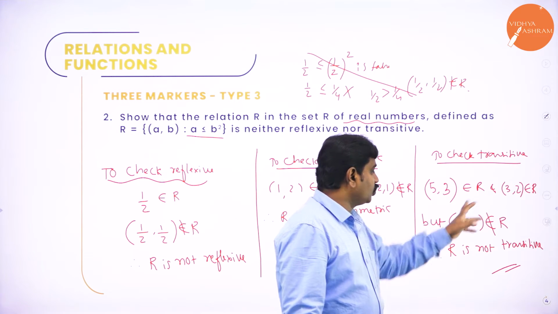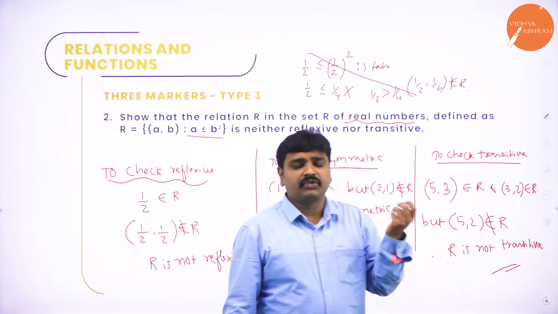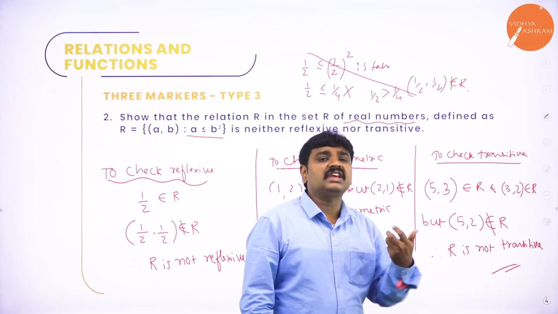5, 3, 3, 2 belongs, but 5, 2, first and last, does not belong. Or if you don't remember, there you have to do a trial with any real numbers.